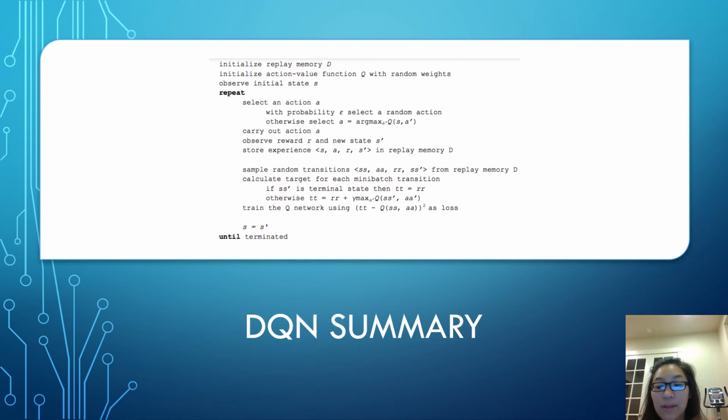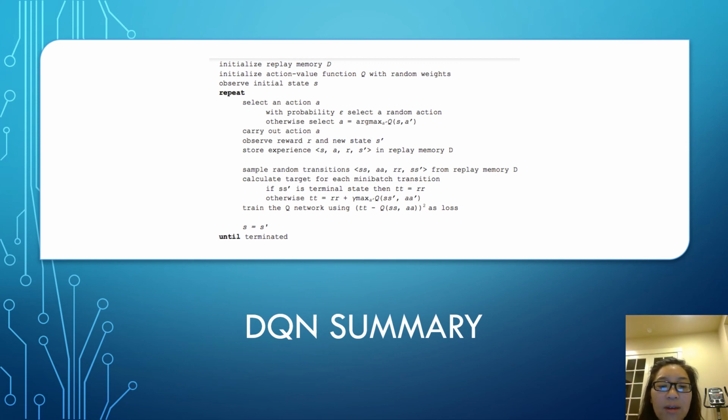So here's a summary of the DQN algorithm using the replay buffer. Firstly, we initialize a replay memory D, initialize action value function Q with random weights, and observe the initial state S. We select an action, we carry out that action, we observe the rewards and the new state, and then we store all this data in a replay memory. Then we go back and we sample random transitions, looking at the past state, the past actions, the rewards, and the next state afterwards from this replay memory.